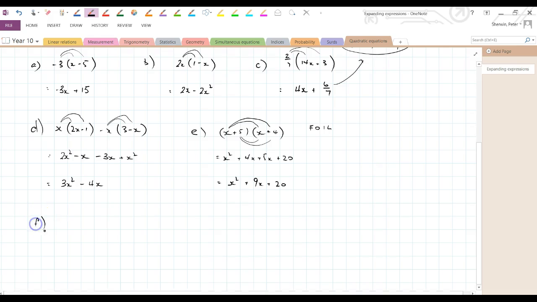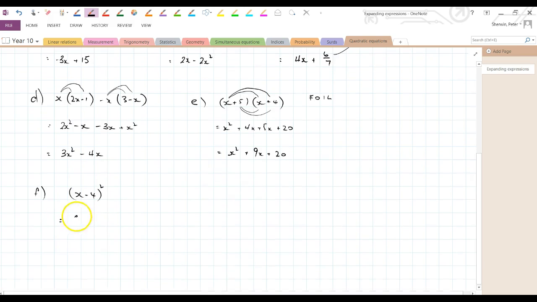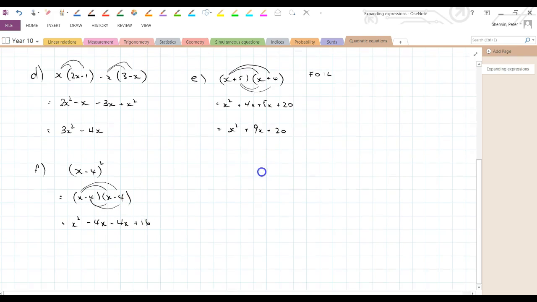Next example, x minus 4 all squared. I suggest here that we straight away rewrite this as x minus 4, x minus 4, and then just use this same FOIL technique. X by x, x squared. X by minus 4, minus 4x. Minus 4 by x, minus 4x. Minus 4 times minus 4, plus 16.